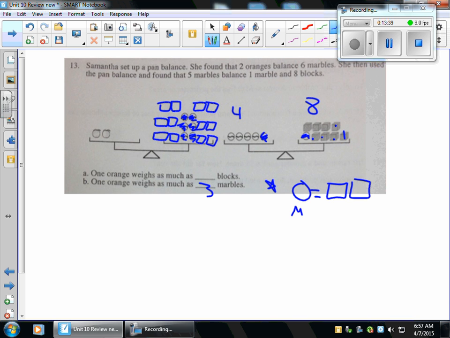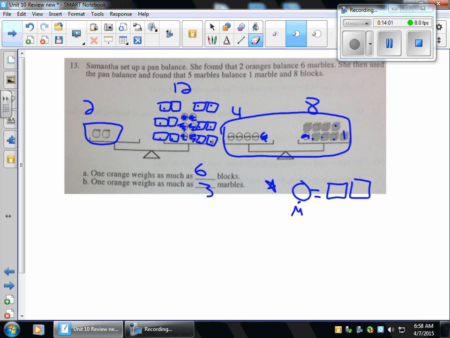So now, after switching things out because of using this over here, 1 marble weighs the same as 2 blocks. So each one of these marbles is 2 blocks. So I have 1, 2, 3, 4, 5, 6, 7, 8, 9, 10, 11, 12. I have 12 blocks and I have 2 oranges. 12 divided by 2 gives me 6 blocks. 1 orange weighs the same as 6 blocks.